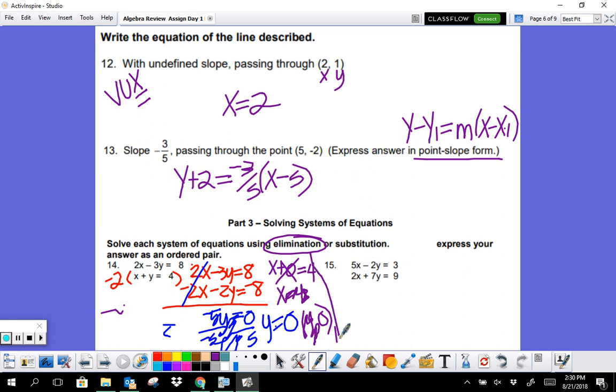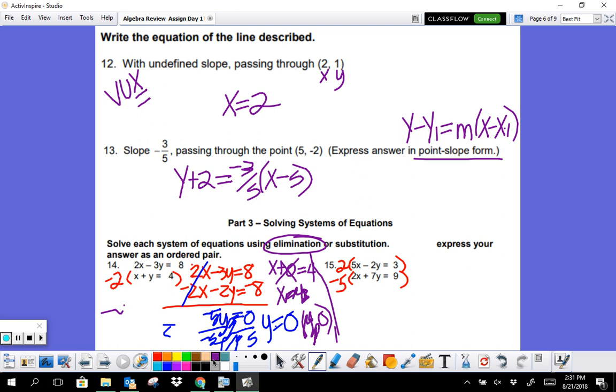Okay, number 15, I need to do a little bit more work to this. You have to decide what you want to eliminate. The x's and the y's are kind of equally as difficult here. I'm just going to choose the x's. The multiple that 5 and 2 have in common is 10, but I need one of these to be 10 and one to be negative 10 so that I can eliminate. So I'm going to multiply this top equation by 2 and this bottom equation by negative 5. That way I can eliminate if needed.